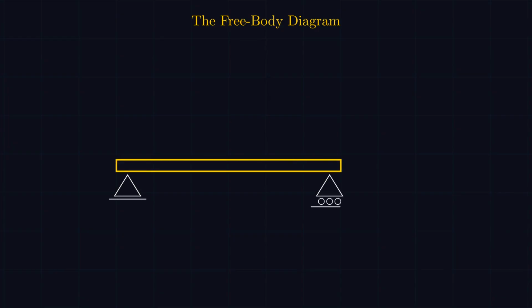Before you touch any equation, you must draw a free body diagram. That's a sketch of the structure showing every single force. Here's a beam with a pin on the left, a roller on the right, and a downward force in between. Step 1. Mentally remove the supports and replace each one with its reaction forces. The pin gives us A sub x and A sub y. The roller gives us B sub y. That's 3 unknowns.